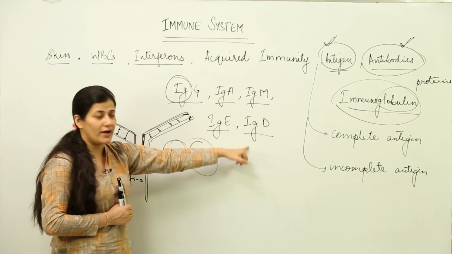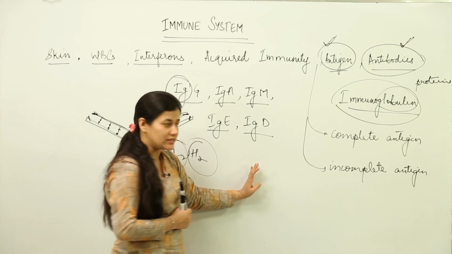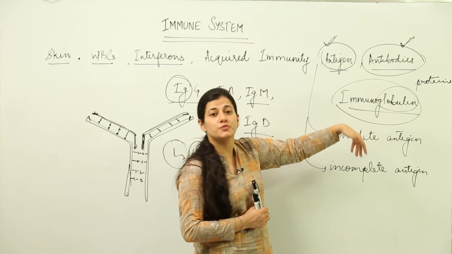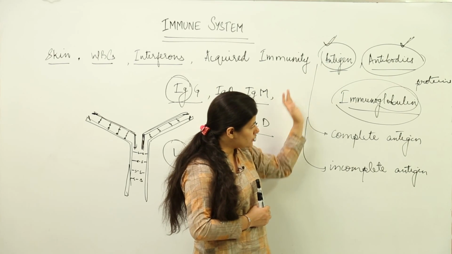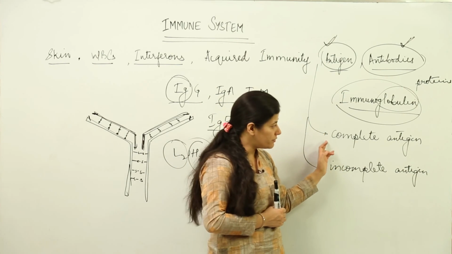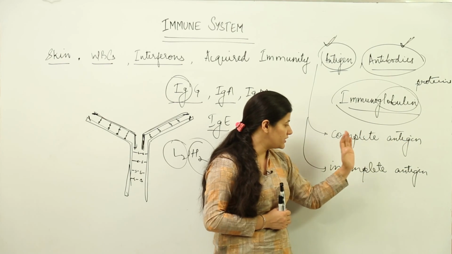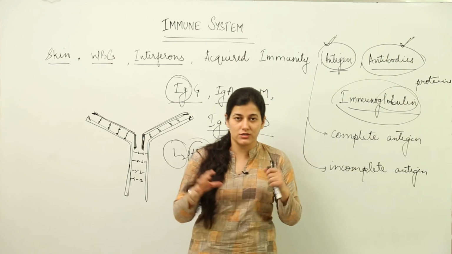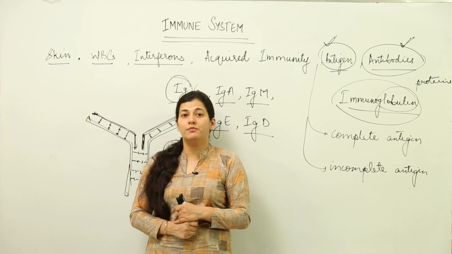It is of 1, 2, 3, 4, 5 types. These are the types of immunoglobulins which are present. These are nothing but antibodies. Now, what is an antibody? It is an immunoglobulin protein which is produced inside the body against an antigen. This antigen could be of two types. If it is able to bring about an antibody production in the body, that is known as complete antigen. If not, it is known as incomplete antigen. So, this you have to keep in mind, and now we are going to skip to the acquired immunity topic.